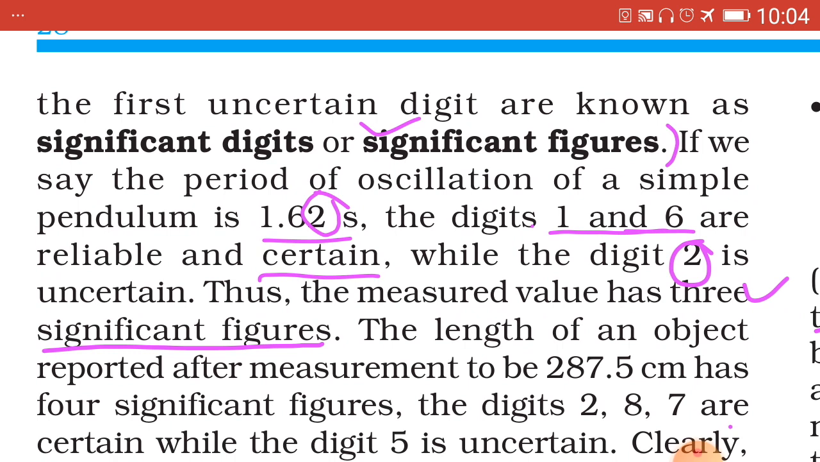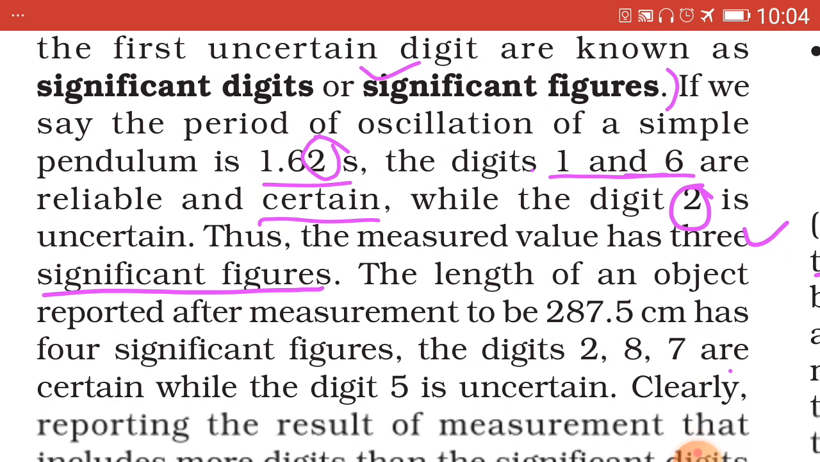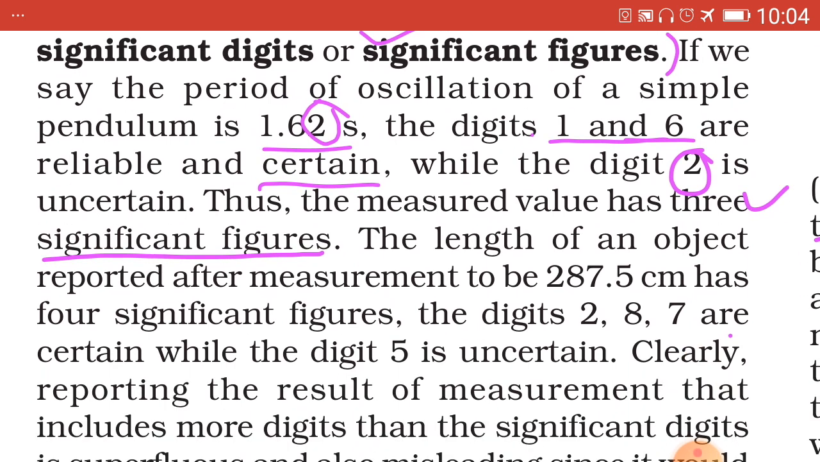Now, for example, the period of oscillations of a simple pendulum is 1.62 seconds, which I have underlined. Here 2 is the first uncertain digit, that is the last digit which is uncertain, which I have encircled. So 1 and 6 are reliable, that is certain, while 2 is uncertain, and hence the measured value has 3 significant figures. Here the total number of significant figures is 3: 1, 6 and 2, all.